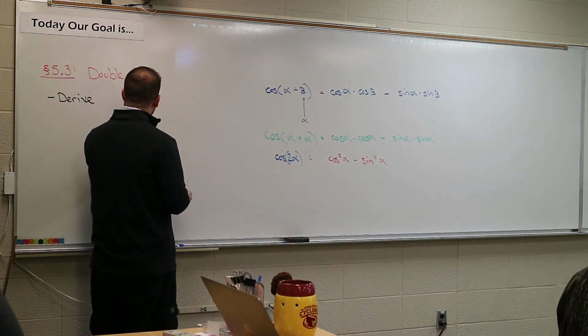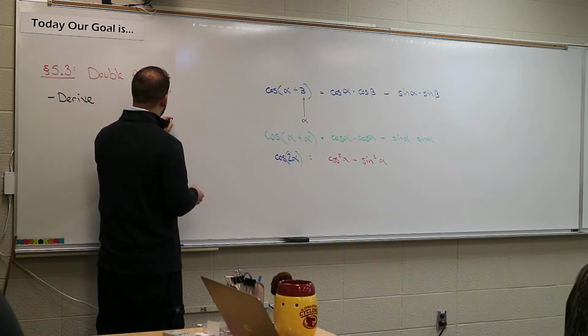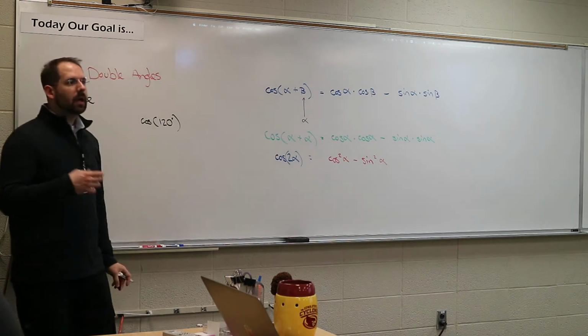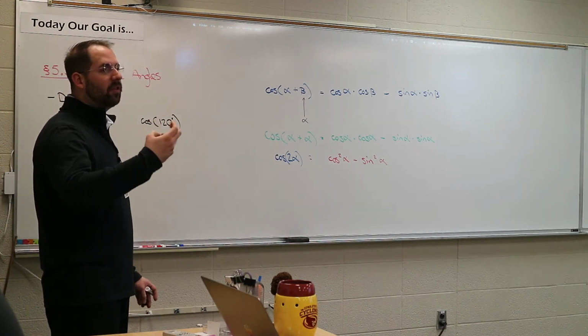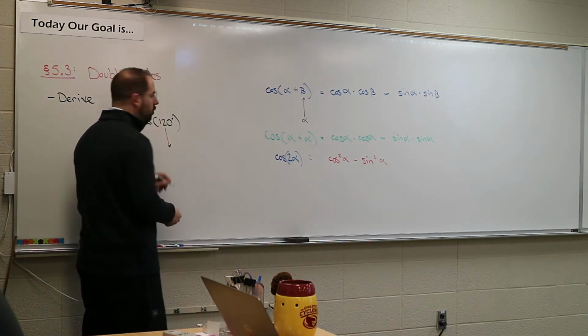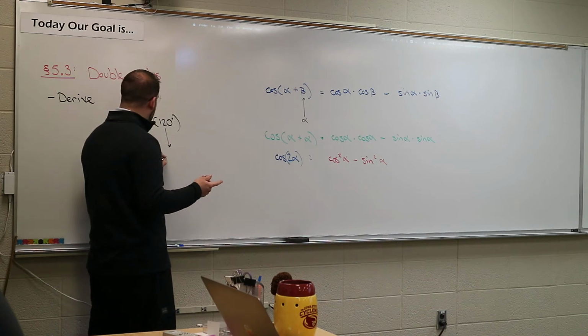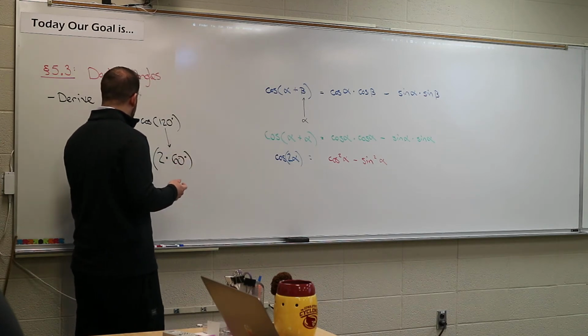Here's the idea. Let's say we're doing a problem like cosine of 120. I know this is silly because it's on our property sheet, but this is a double angle. It is twice as big as an angle that we know how to solve. What I mean is this 120 is literally double a 60-degree angle, something that we've done previously.